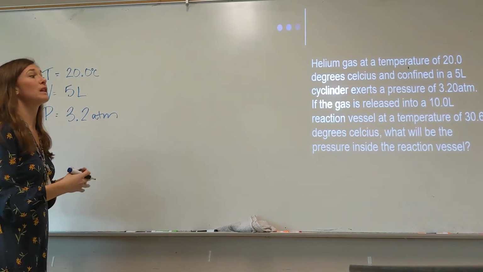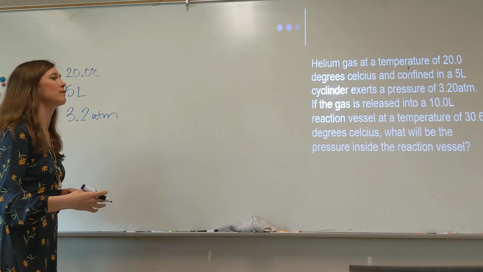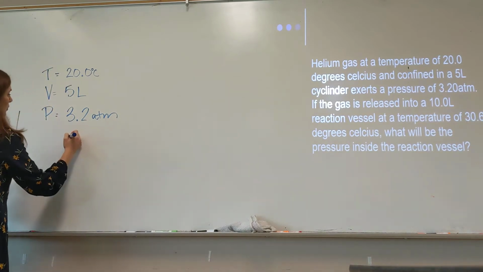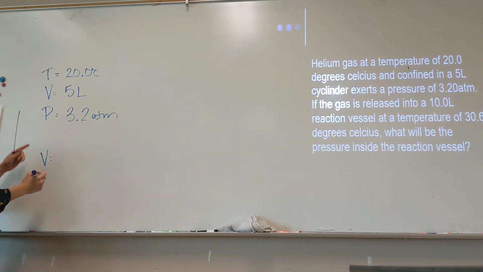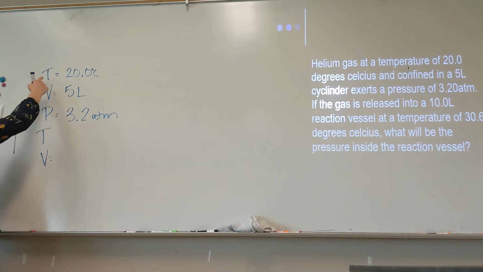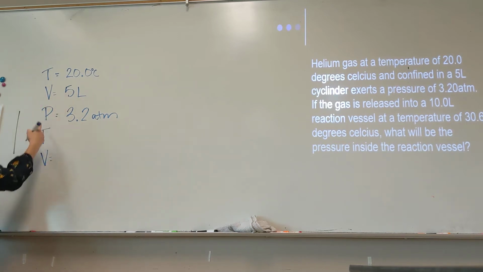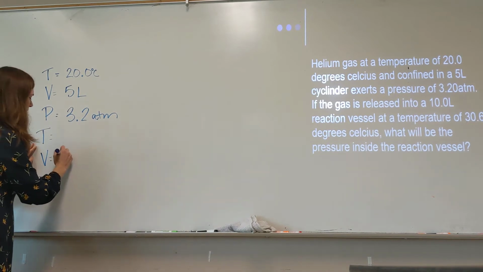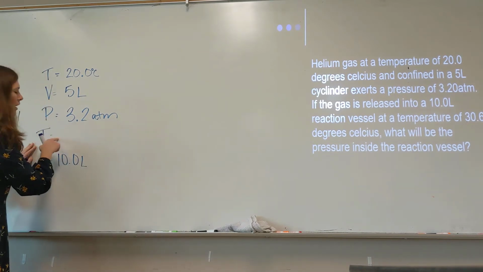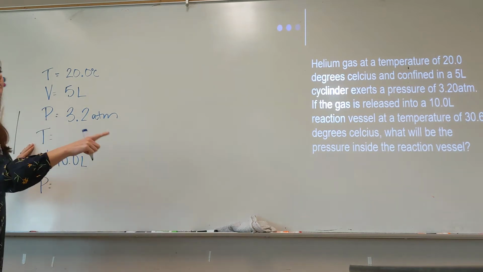If the gas is released into a 10-liter reaction vessel, so I have another volume. You might notice as I go through, I like to keep my variables in the same order that I started with, so T, V, P, or temperature, volume, pressure. So I'm going to do that the same when I go down. So I have volume, 10 liters, and then at a temperature of 30.6.